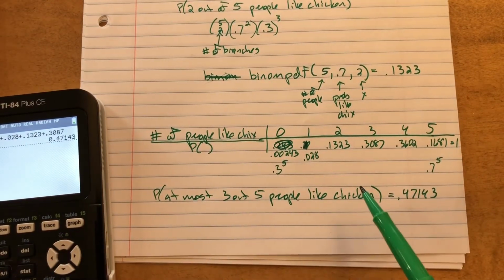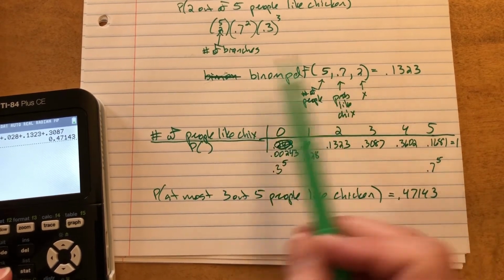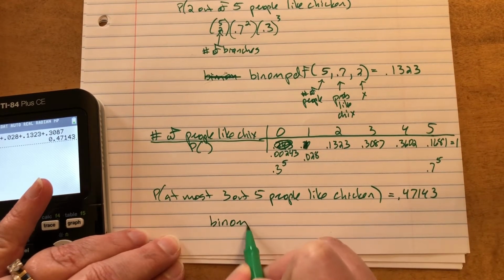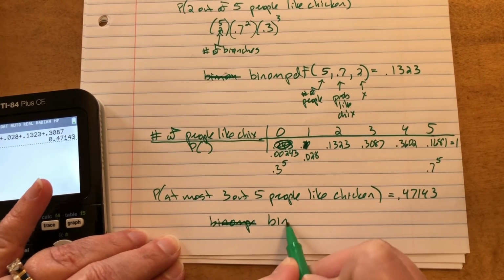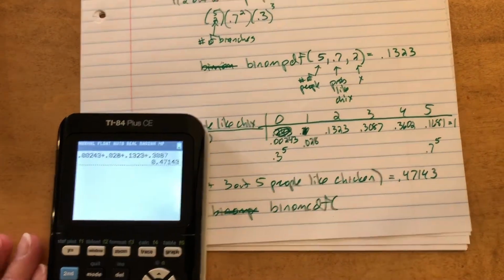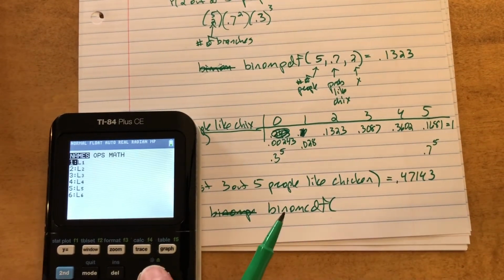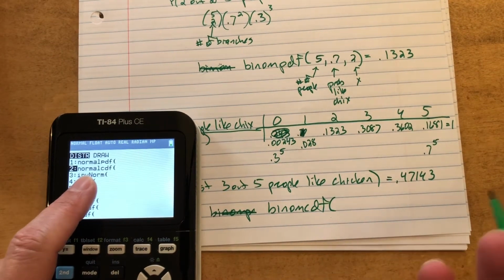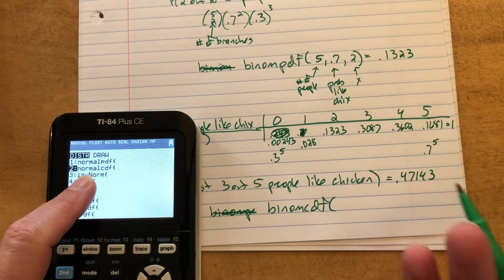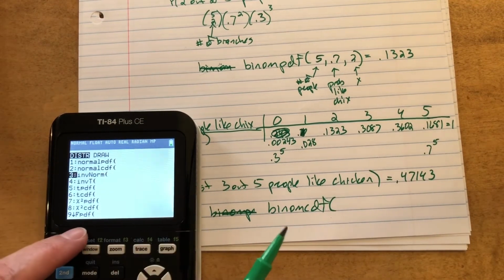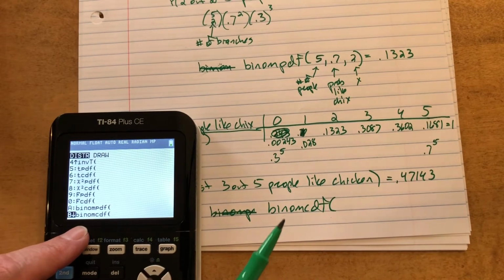But I need to figure out another way, because what if I say out of 500? I'm not going to have this table. So we can use a play on the binomial PDF, but it's going to be binomial CDF, because it's going to be cumulative. Just like when you choose normal CDF to do a normal distribution, to find the proportion under the curve, it's always to the left. Well, binomial CDF is also to the left of the number that you put in.